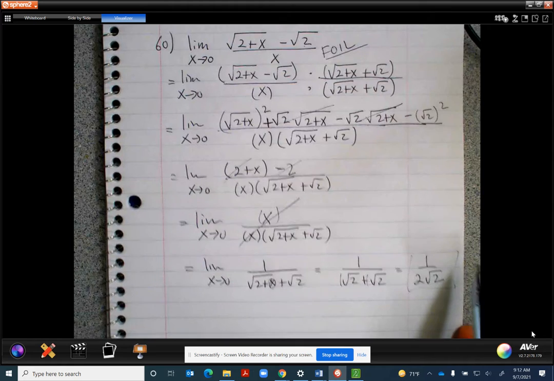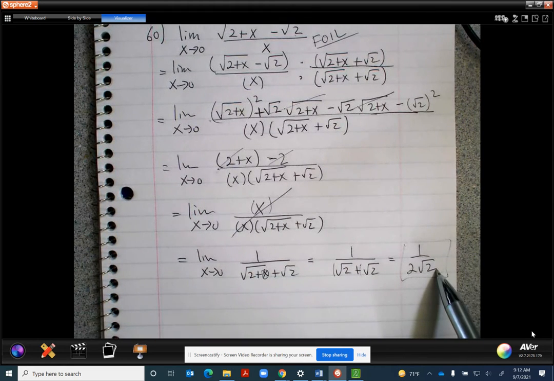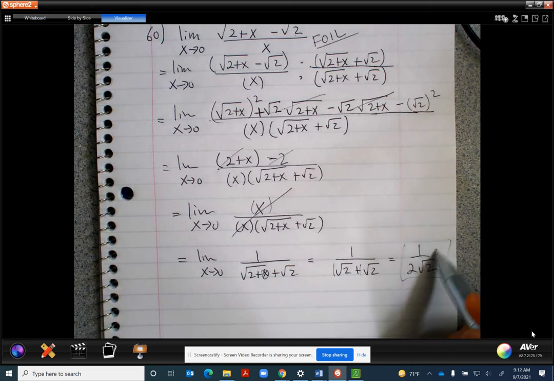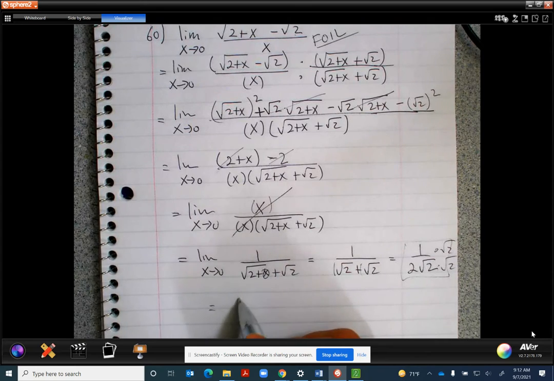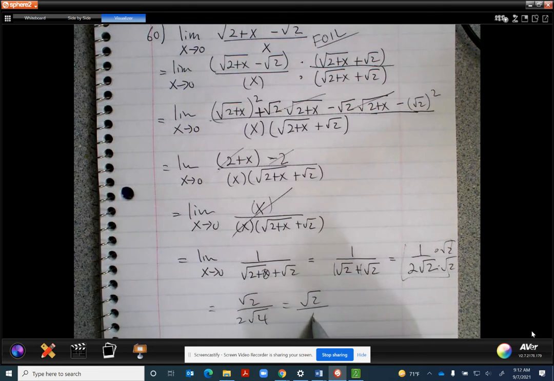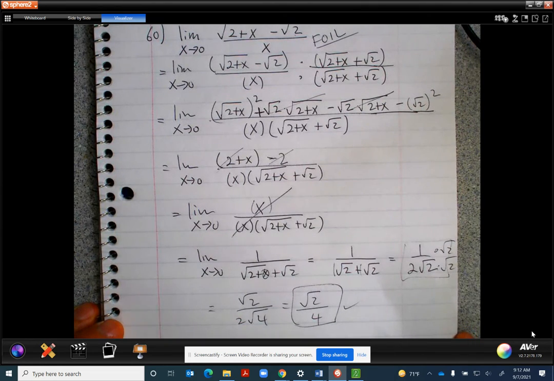Now, sometimes your teacher doesn't like to have the square root of 2 in the denominator. Do you remember what your teacher did? You need to rationalize the denominator. How do you rationalize the denominator? Multiply top and bottom by square root of 2 and square root of 2. How many of you guys remember this at all? Kind of? Okay. So then this is square root of 2 over 2 square root of 4, which is square root of 2 over 4, and that'll be it. Okay? So I'll let you kind of figure that out.